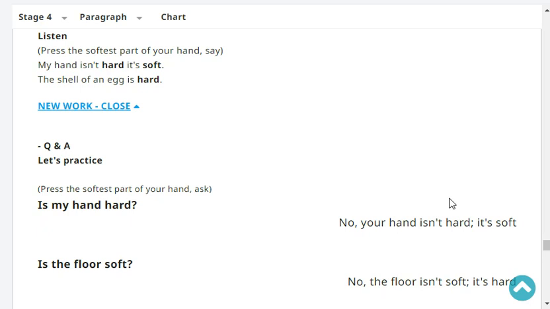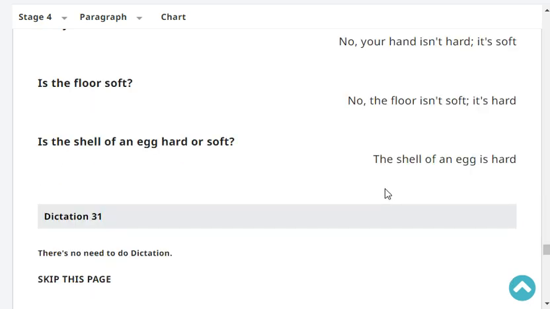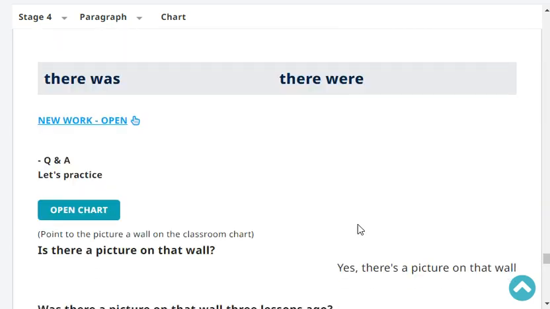It's soft. Is the floor soft? No, the floor isn't soft. It's hard. Is the shell of an egg hard or soft? The shell of an egg is hard. Okay, very good. Next, repeat.